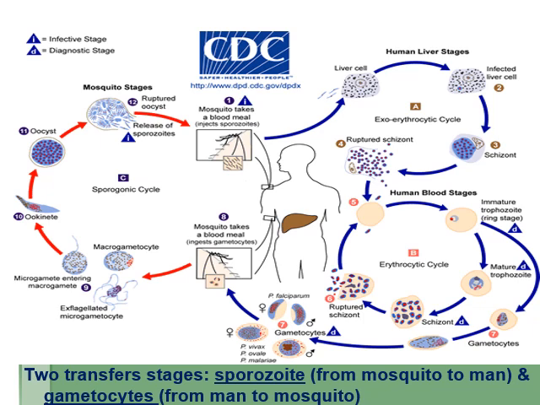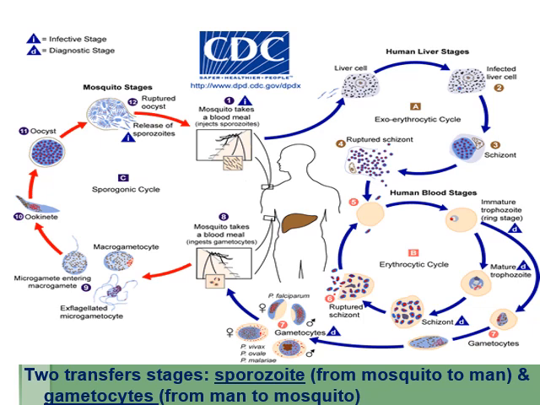This will lead to a rupture of the hepatocytes. This cycle, we call it the exoerythrocytic cycle or pre-erythrocytic cycle. It is not repeated. So we notice that the cycle remains open because this will not be repeated.